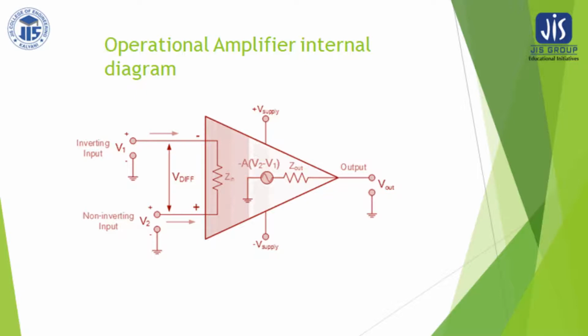As it is 10 to the power 4, a very high value, we can think: if Vd is 1 volt, then what will be V0? For Vd equal to 1 volt, theoretically we are getting V0 equal to 10 to the power 4 into 1, that means around 10 kilovolt.